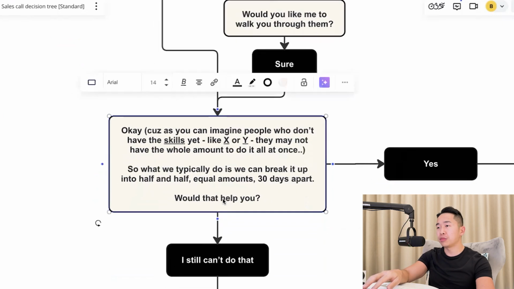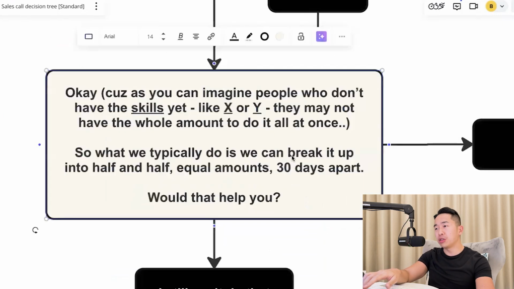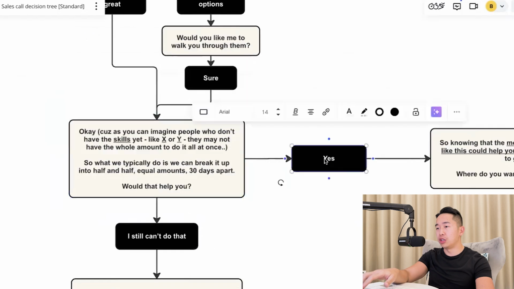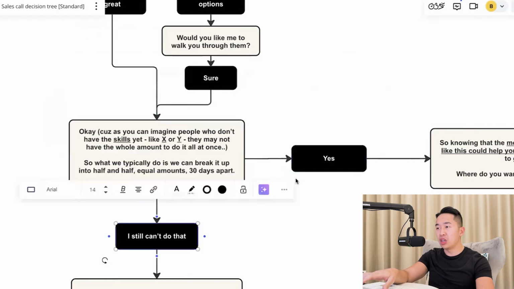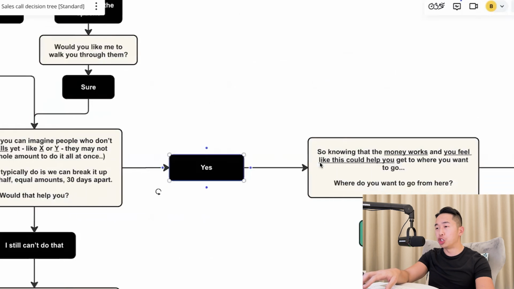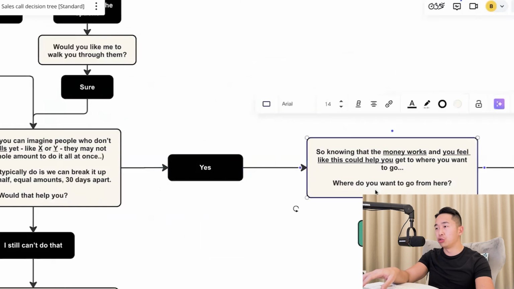So we say this. All right. So what we can typically do is we can break it up into half and half, equal amounts, 30 days apart. Would that help you out? And at that point, they're going to say yes, or I still can't do that. If they say yes, you simply loop back to the sale. All right, cool. So knowing that the money works and you feel like this could help you get to where I want to go, where do you want to go from here?